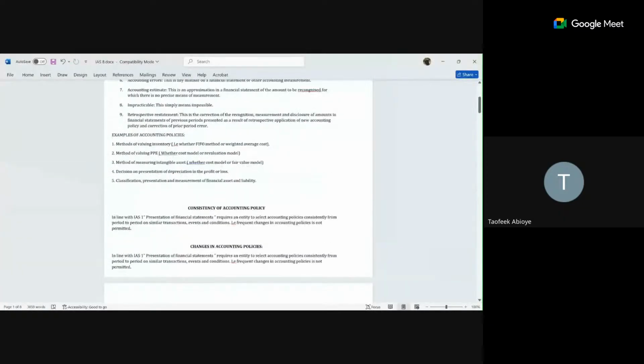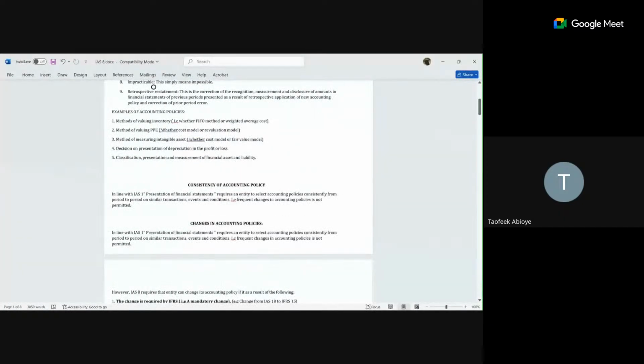Now, let's look at this. In line with IAS 1, consistency of accounting policy. I've explained about this before, but let's look at it again. In line with IAS 1, presentation of financial statement requires the entity to select accounting policy consistently from period to period on similar transactions, events, and conditions. That is, frequent changing of accounting policy is not permitted.